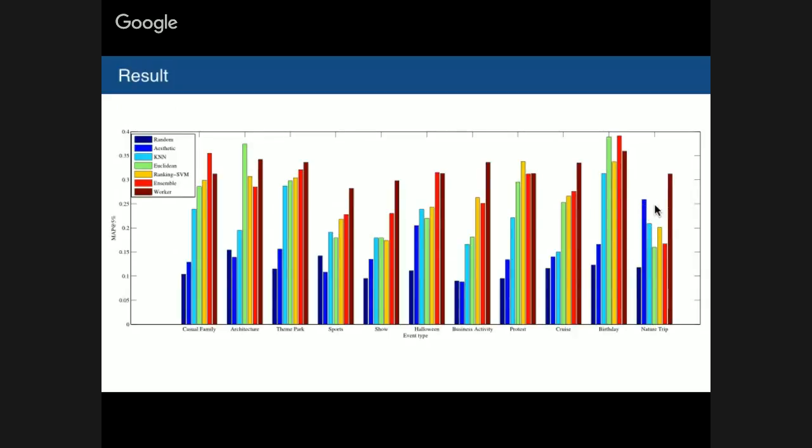But that means that aesthetic is really useful in some cases, especially when it comes to the beautifulness of the images, like nature trip.